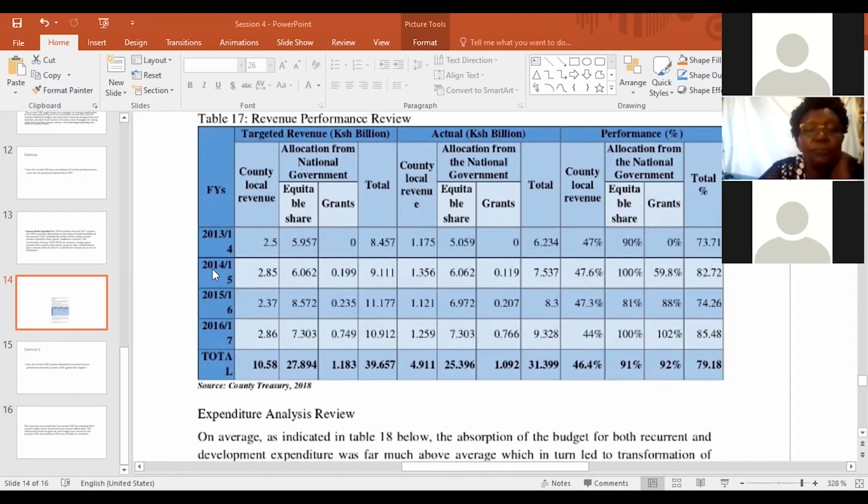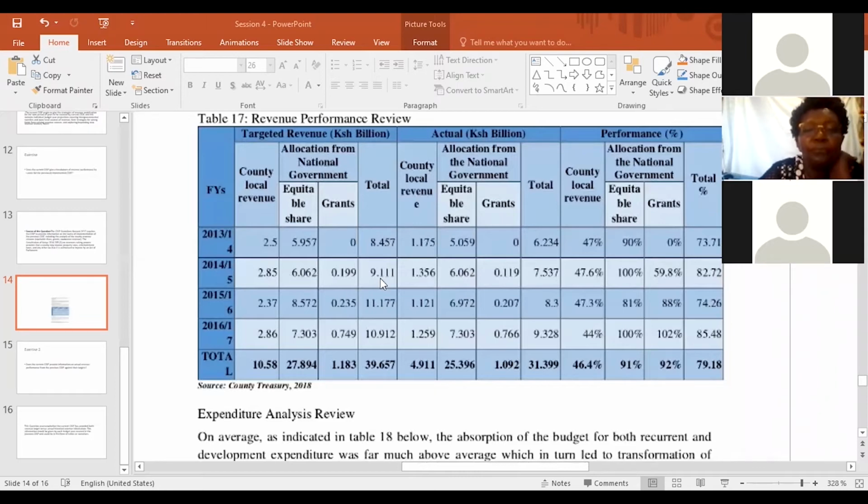Now, if you look at the financial year 2014-2015, and I told you that the financial year is from 1st of July to 30th of June. So for financial year 2014-2015, you can see here targeted revenue in billions. The county government of Machakos targeted own-source revenue of 2.85 billion. Equitable share that they were expecting from the government, 6.062 billion. Grants that they were expecting from the national government, 0.199 billion, which brings the total to 9.111.